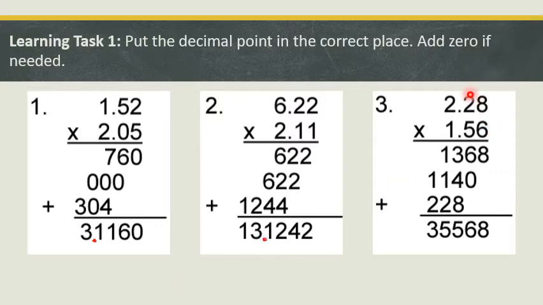Okay, the next. Bilang ulit. 1, 2, 3, 4. So, lagay tayo dito. Simula tayo dito. So, 1, 2, 3, 4. Okay? So, maglalagay tayo ng decimal point sa pagitan ng 3 and 5.